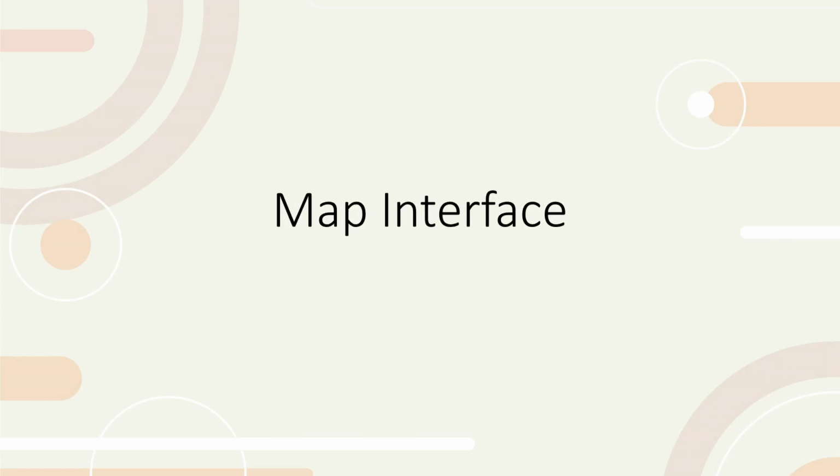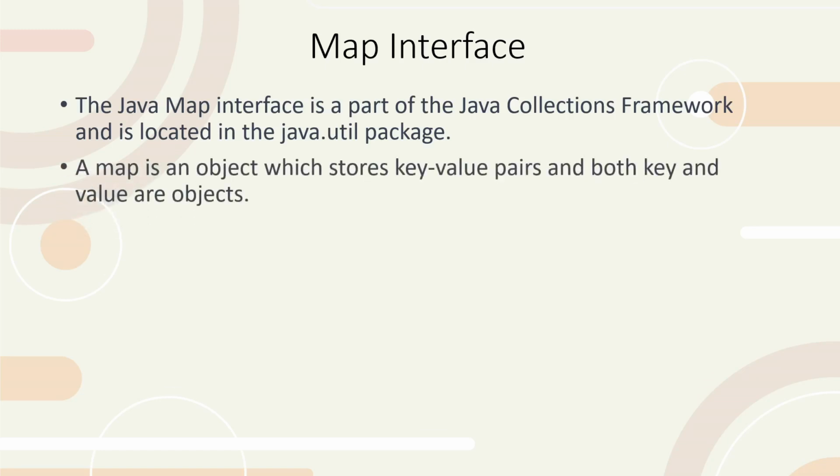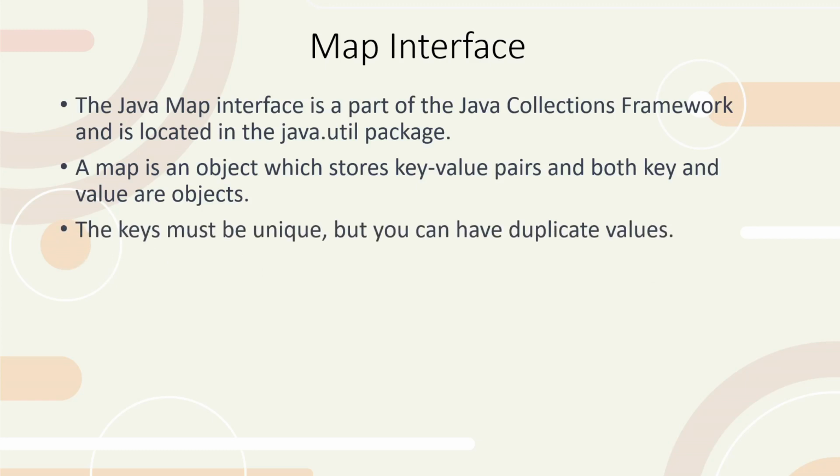Today we are going to dive into the series of collection framework of a map interface and its implementation. So let's get started with a map interface. Map is a key value data structure that allows you to store and retrieve data based on a unique key. It's similar to an array or a list but with a key value relationship instead of just an index.